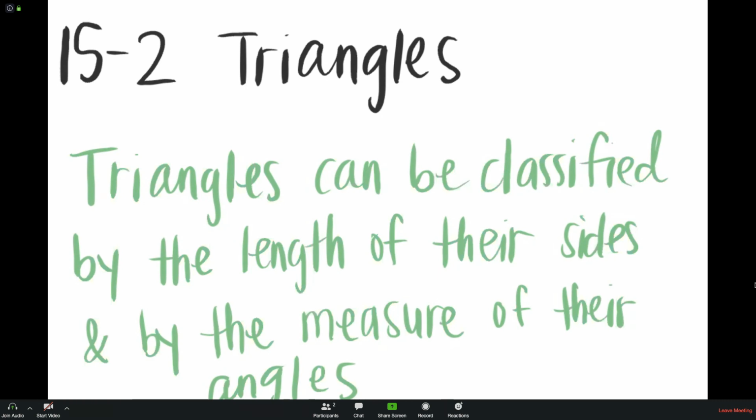The triangles are going to have 2 different names. So one is going to be based on their lengths and one is going to be based on their angle. So when we talk about one specific triangle, it's going to have 2 names. The first 3 slides that I'm going to show you are how we classify triangles based on their sides.